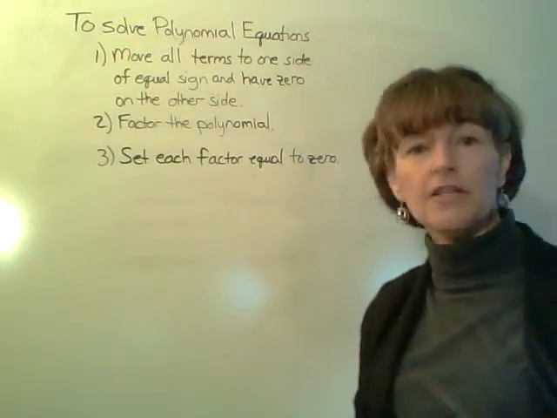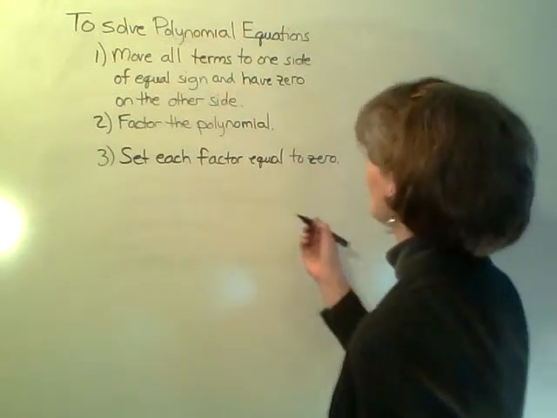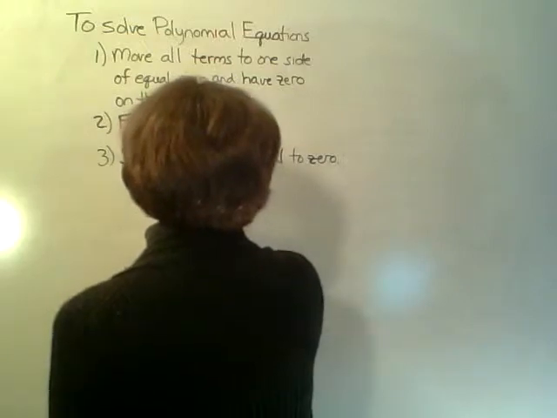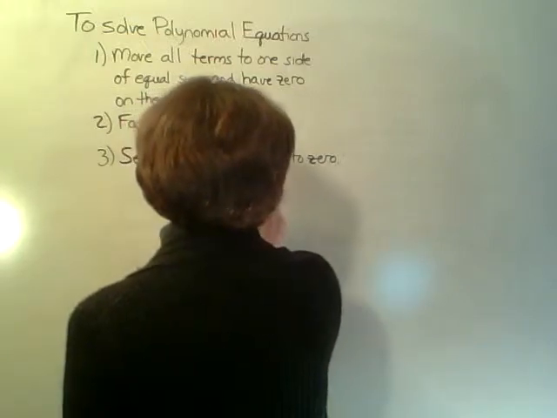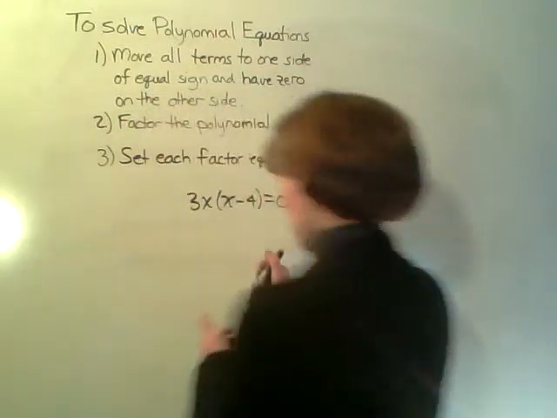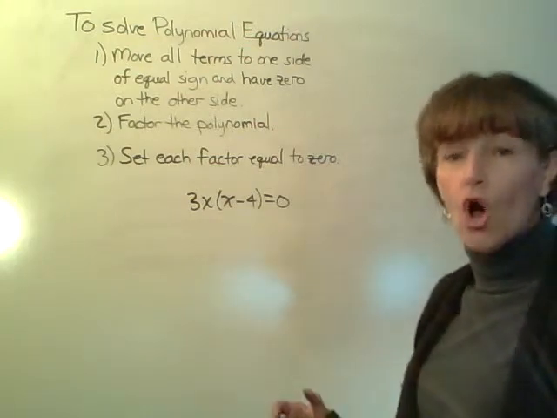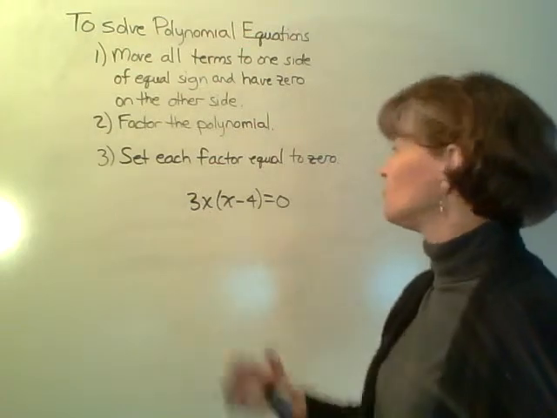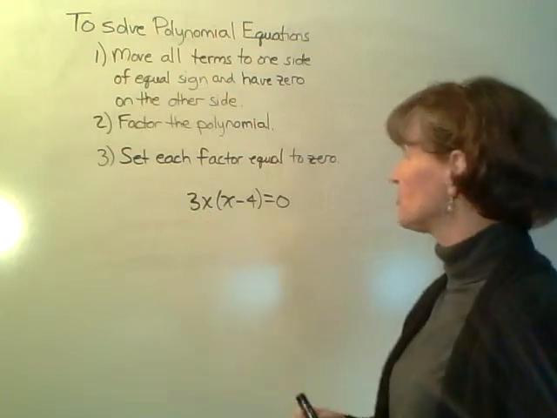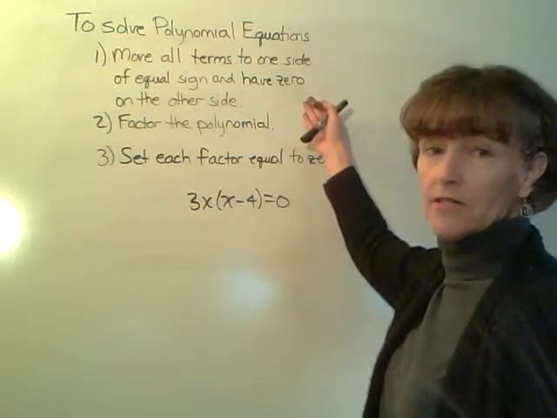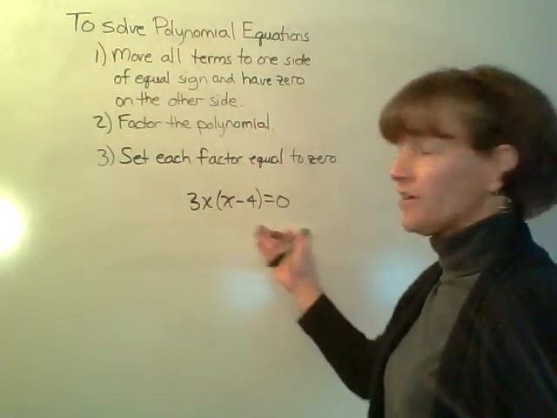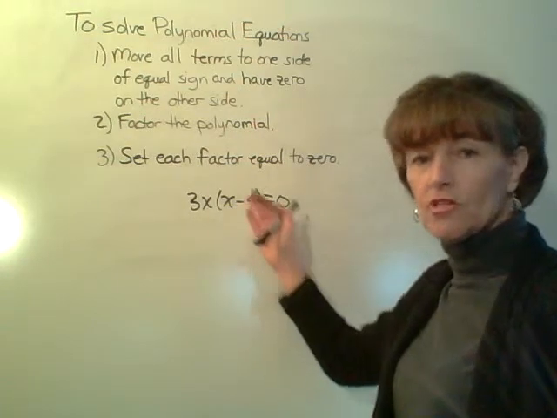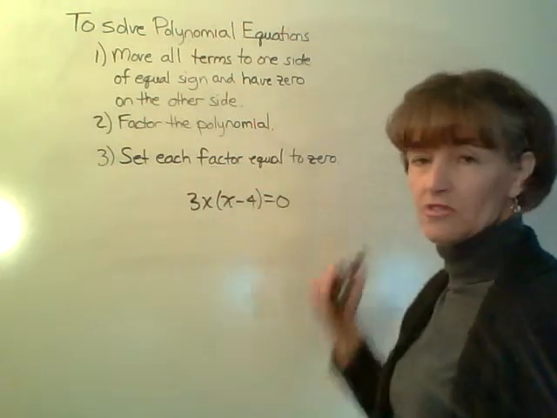Alright, so let's begin, and the first polynomial that we're going to use is 3x times (x minus 4) equals 0. Now you'll notice that this polynomial already has all of its terms moved to one side of the equal sign and 0 on the other. So step 1 is complete. It is also already factored, so we don't have to factor it. The only thing we have to do is set each factor equal to 0.